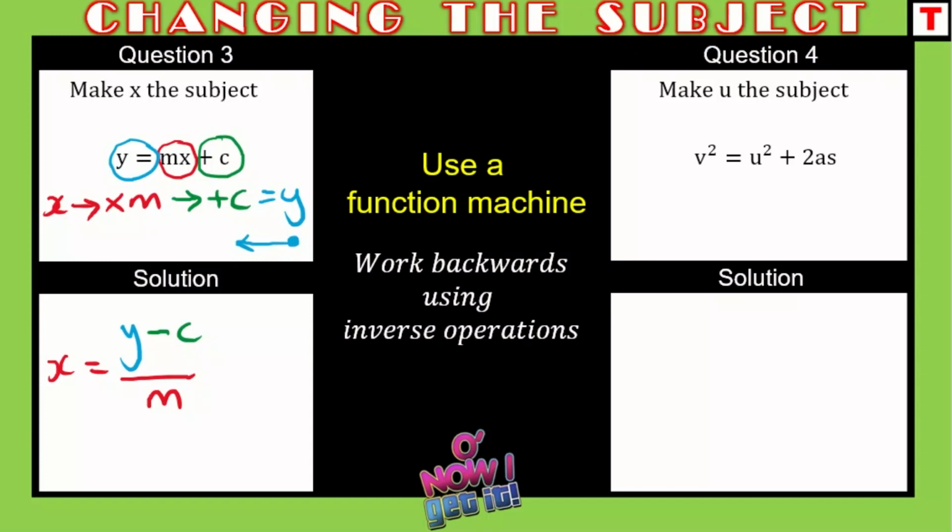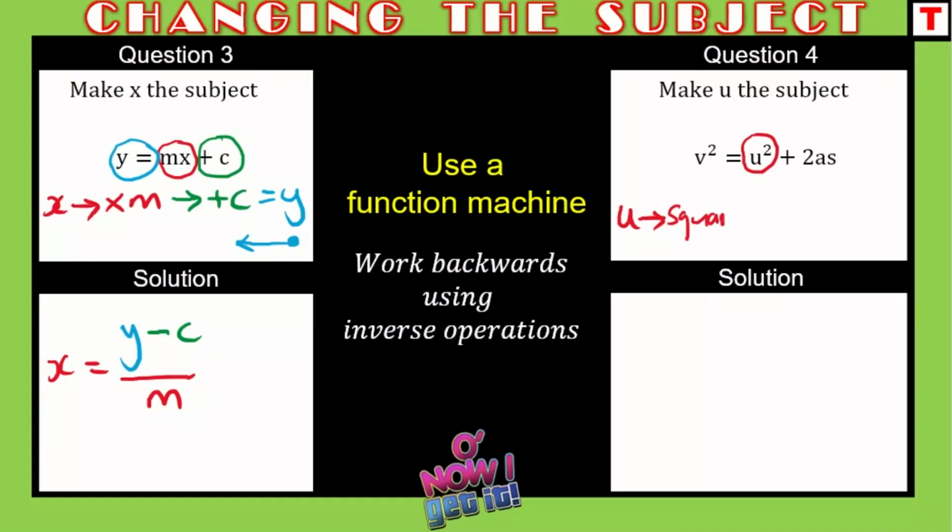So let's have a look. It says make u the subject of the formula. So again, the first thing we're going to do is have a look and see exactly what's taking place with u. So we are going to start with u, and we can see here that this is where u is at, and u is being squared.